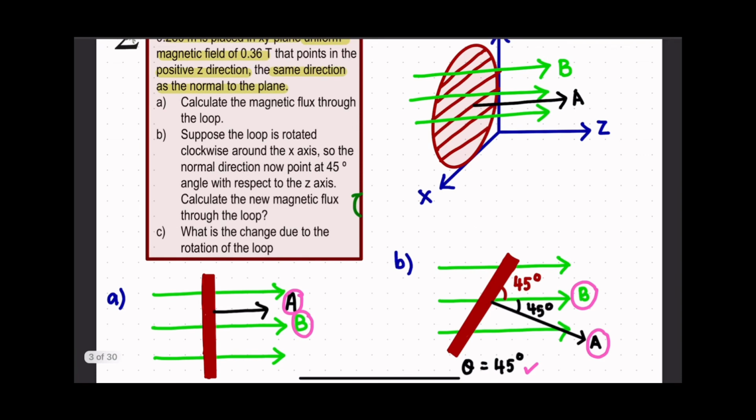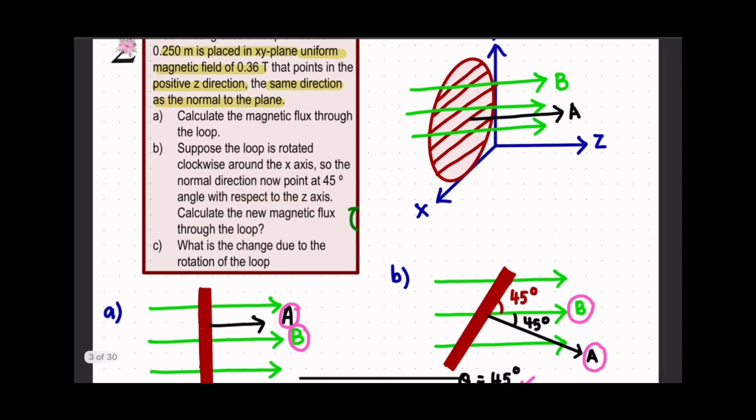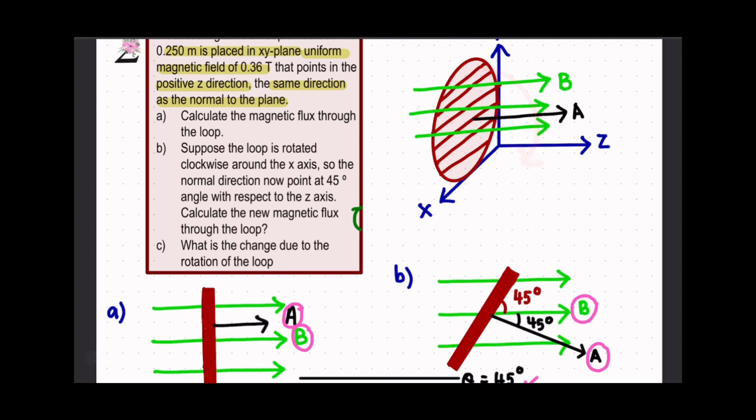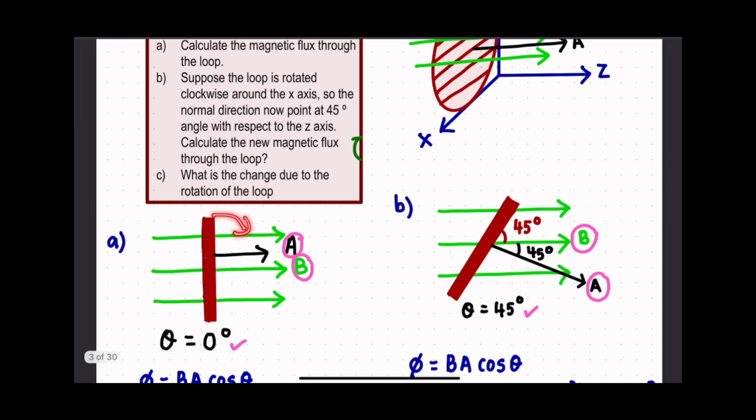Okay, next. Suppose that the loop is rotated clockwise around the x-axis, so the normal direction now points at 45 degree angle with respect to the z-axis. Calculate the new magnetic flux through the loop. Sekarang ni benda ni try to rotate component x, tapi bentuk dia jadi pada angle 45 degree. So untuk 45 degree tak ada masalah, sebab angle 45 even you duduk sebelah sana ke sebelah sini ke still 45. Tapi kalau angle dia bukan 45 tu yang kita takut, pelajar tak tahu kat mana nak cari angle sebenarnya. So kena faham soalan lah.